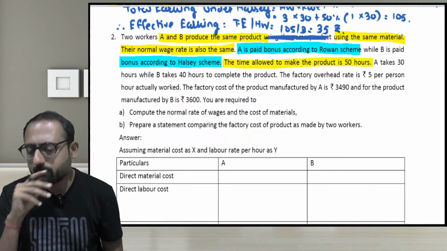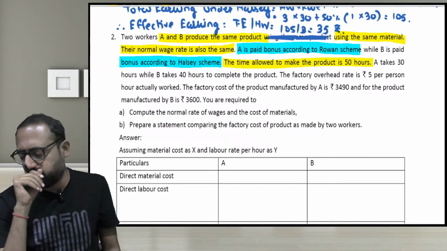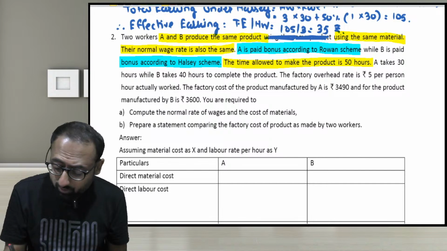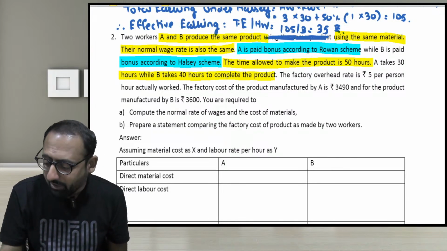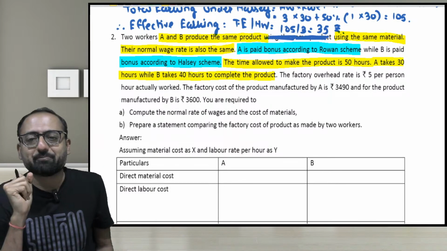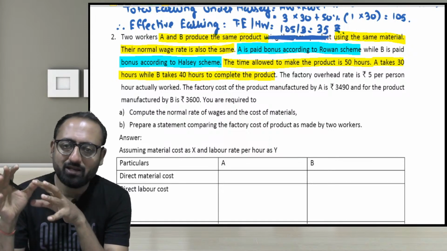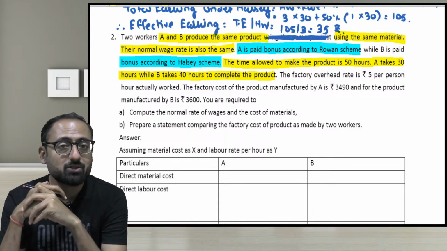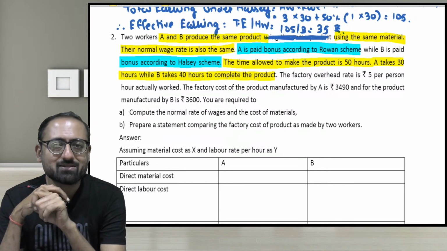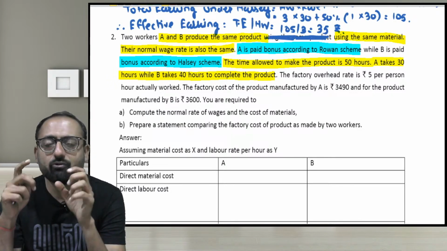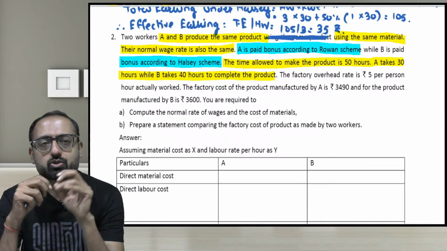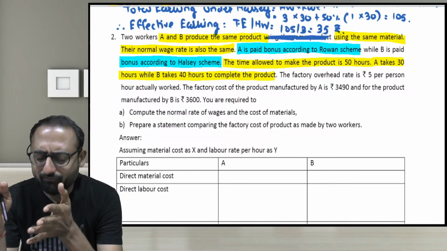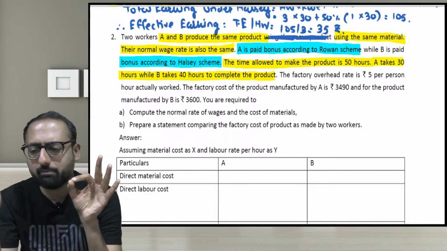A took 30 hours while B took 40 hours to complete. So guys, both the workers are brilliant, both are champions, both are effective, both are efficient because they are saving some time. Time allowed was 50 and time taken was 30, so A saved 20 hours. And for B, time allowed was 50 and time taken was 40, so 10 hours saved by B.